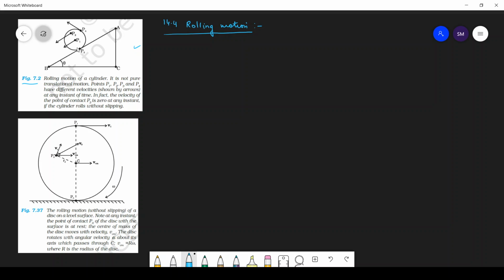So these are the velocities at a particular instant of time. The velocity of the point of contact P3 is 0 at any particular instant, when the cylinder rolls without slipping. There is no slipping, it is only rolling. So rolling motion has 2 motions, translational as well as rotational.